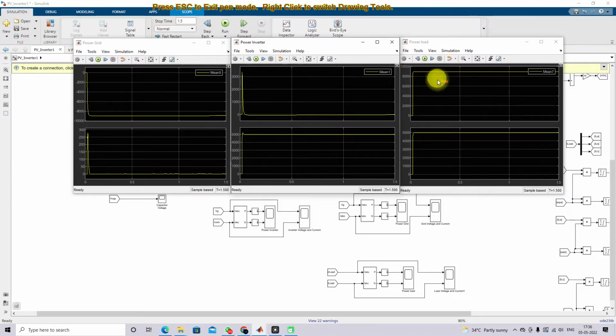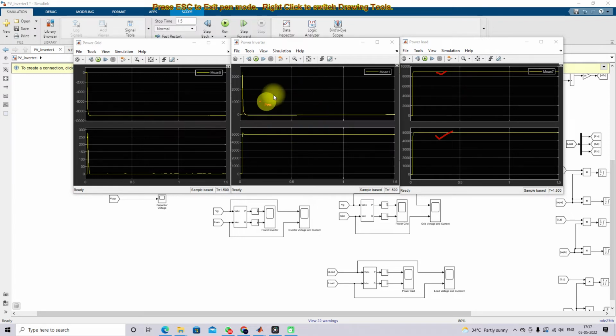So first I will start from the load side. The real power is around 9000 watts, and the reactive power is around 5000 watts, right? So here you can see the power of the inverter. The real power of the inverter is almost zero, and the reactive power is around 5000 watts, right?